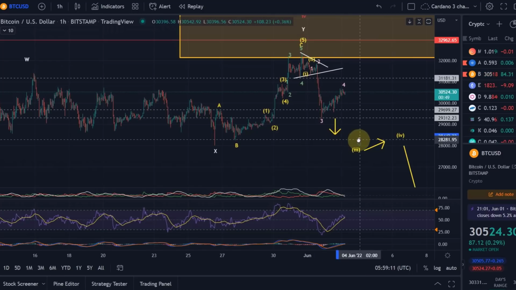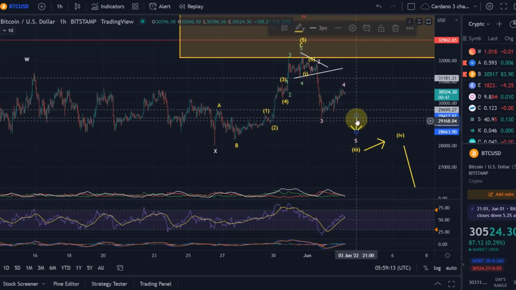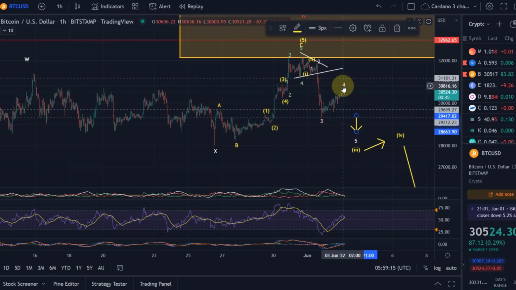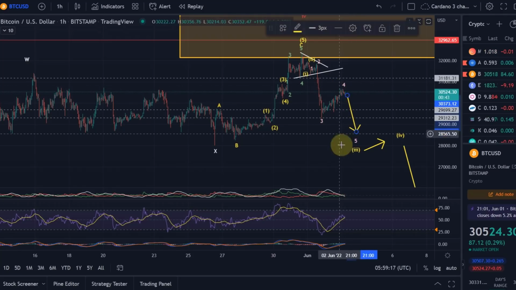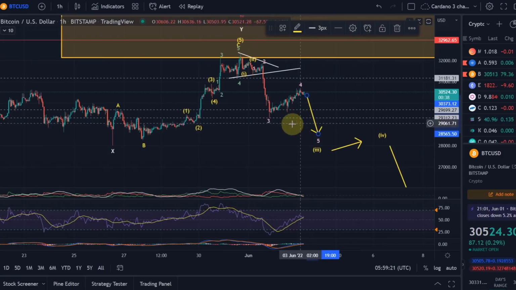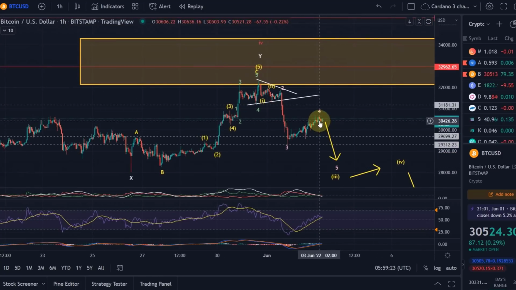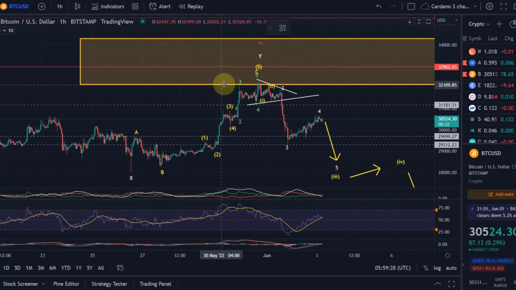And that yellow wave 3 will be completed by finishing off this pink wave 4 and then by going down in that pink wave 5. So this is the decision point we have here at the moment. Will this pink wave 5 end now or not? And we are getting to a very critical level here now.